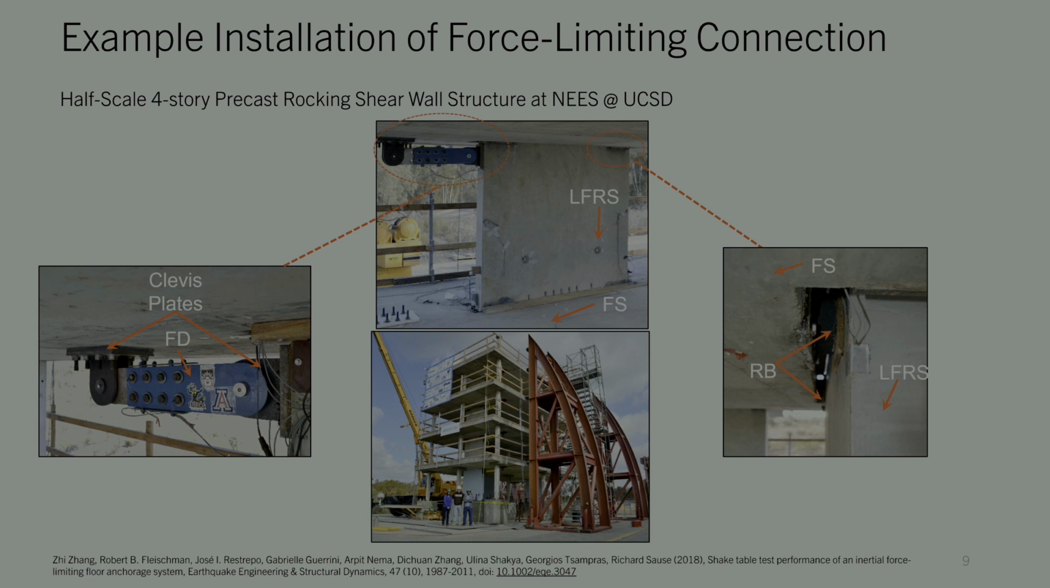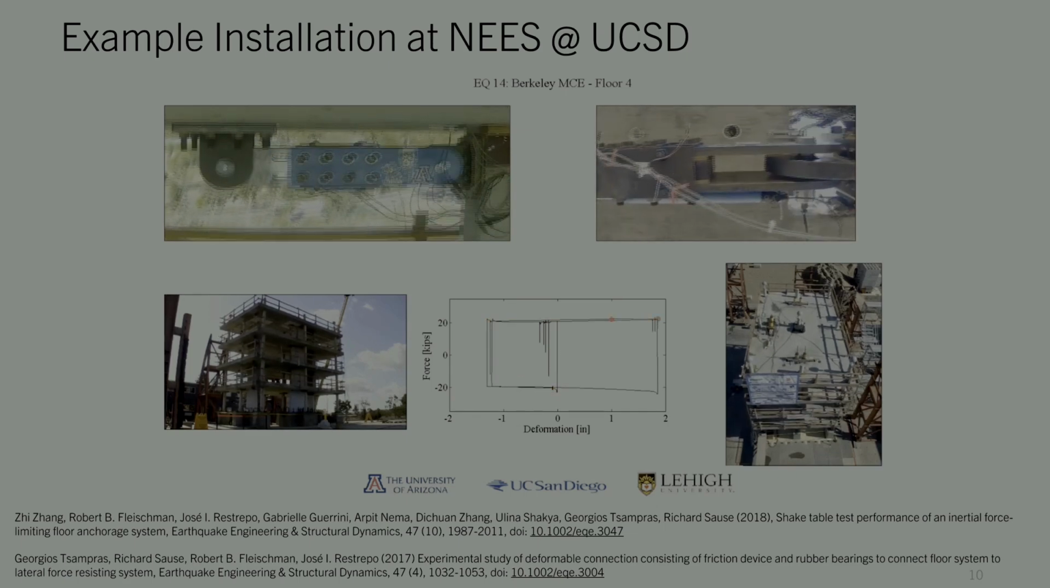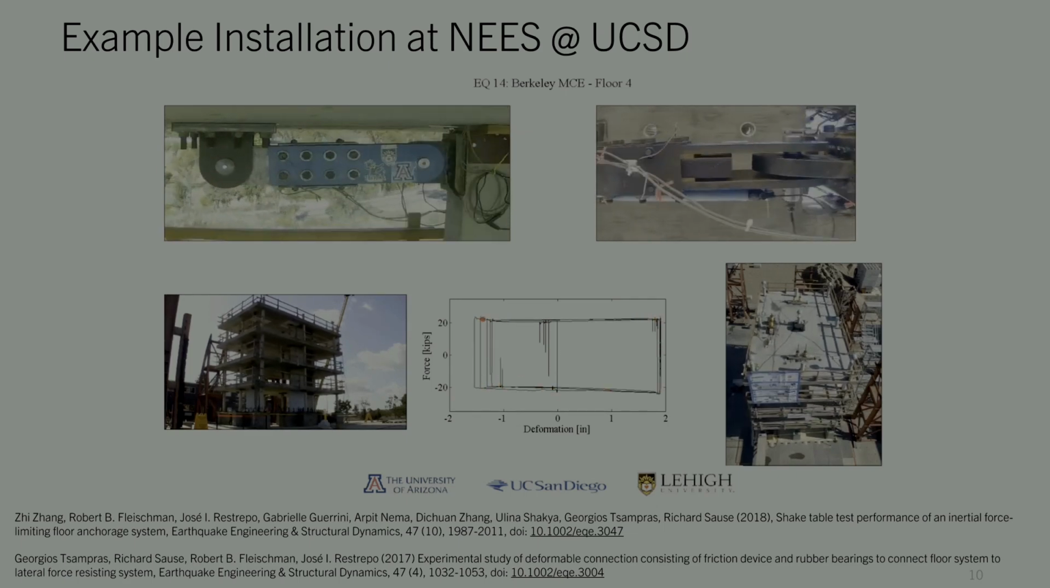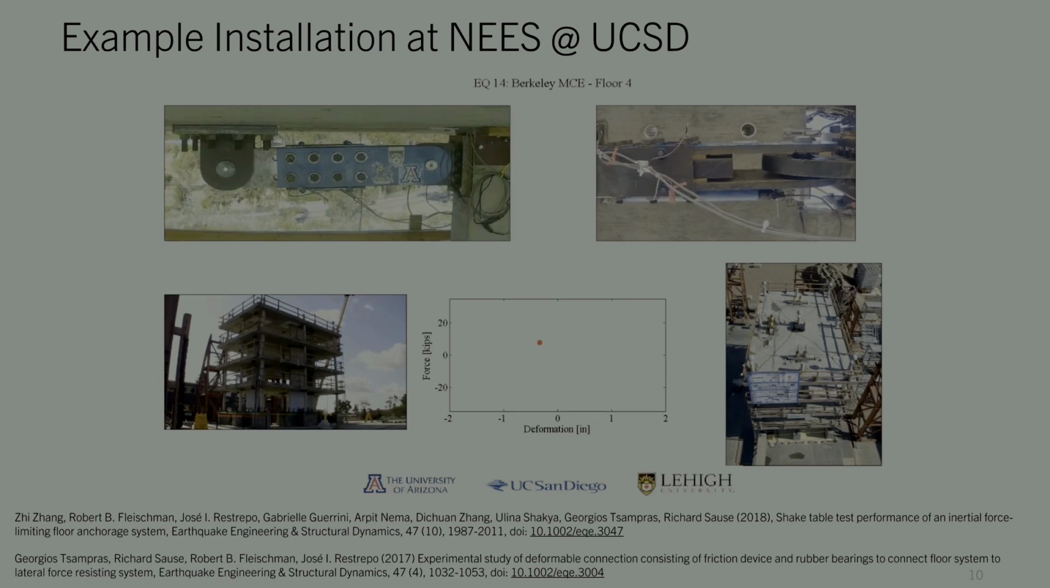For this structural system, I show here a half-scale 4-story precast rocking shear wall structure that was tested at UCSD, and I was a student involved in designing these connections. On the left, you can see the fourth floor friction device transferring the load from the floor into the precast rocking wall. And this is one of the tests. The specimen was subjected to an MCE level ground motion recorded here at Berkeley. So you see the 4-story friction device and its kinematics, the connection between the floor and the precast rocking wall, and the force-displacement behavior.